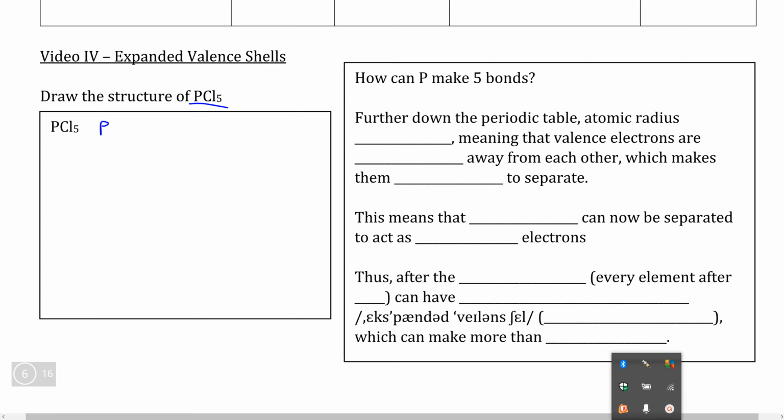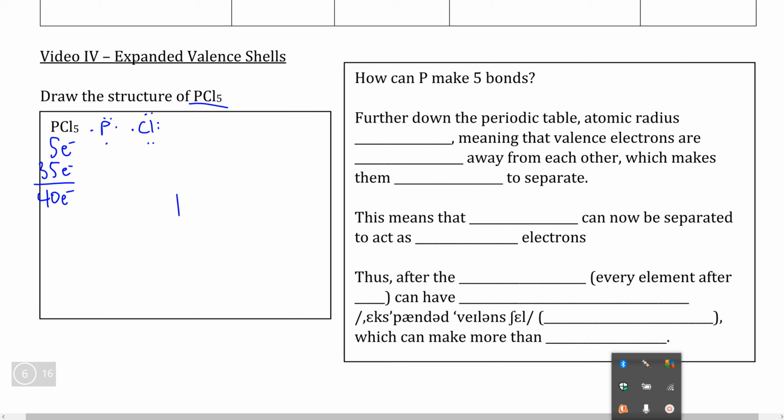So let's count electrons first. We know that phosphorus is right below nitrogen, so it has 5 valence electrons. Let's keep a running tally. And chlorine as a halogen has 7 valence electrons, and since there are 5 chlorine atoms, 7 times 5 is 35, which means our overall compound is going to have 40 electrons in total.